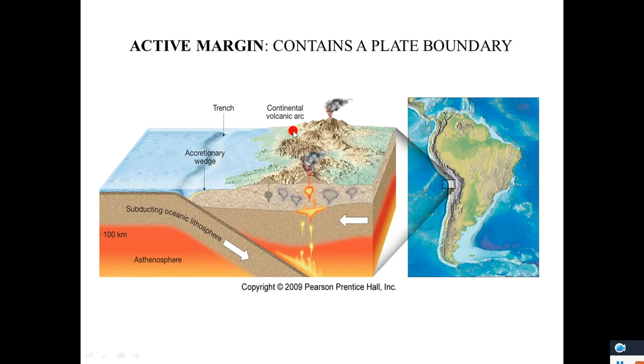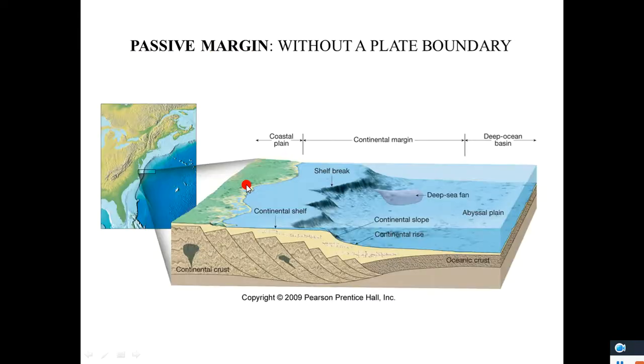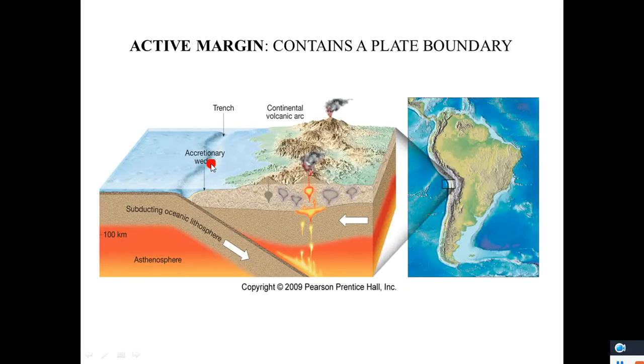Whereas what are the active margins? I just showed you in the previous slide. These active margins are those areas where one plate undergoes underneath another plate, and these plates create a kind of trench here. Okay, so these are active margins where plates are actively participating. Here the plates are not participating actively, so these are passive margins.